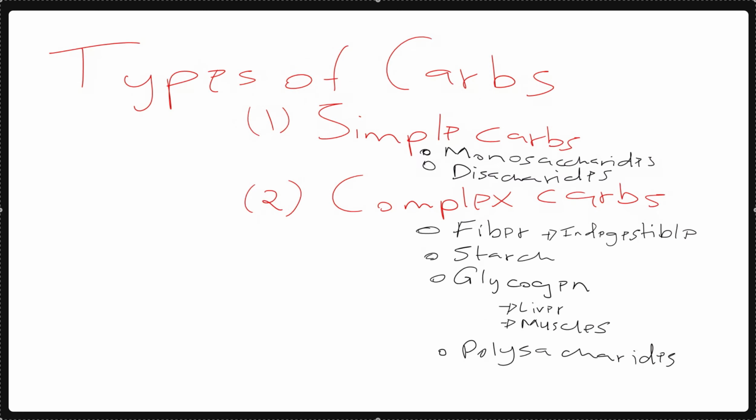So the types of carbohydrates, as you have said, there are two major types. Kuna simple carbohydrates, kuna complex carbohydrate. And under simple carbohydrate, there are different types. Kuna two. Kuna monosaccharide na disaccharide. Monosaccharide inamaanisha one sugar. Disaccharide simply means two sugars. And then we have complex carbohydrates. Complex carbohydrates are carbohydrates like fiber, starch, glycogen, and polysaccharides. Those are complex carbohydrates. Let's proceed.